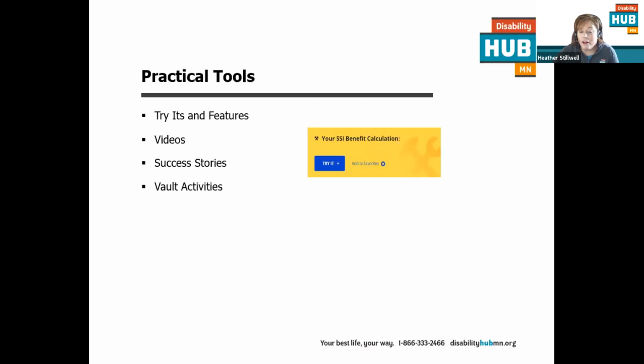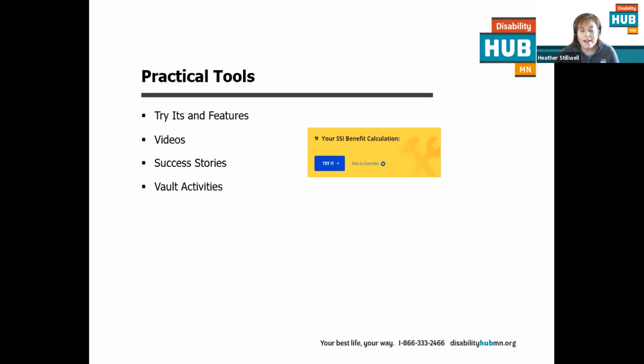Along with the informational articles on DB 101, there are several practical tools to engage learning in other ways. Many of the articles have try it tools or features embedded within them that allow you to put in your own personal information and get a snapshot of eligibility for a particular benefit, as well as how work will impact it. There are informational videos sprinkled throughout the various articles on DB 101 that provide visual representation of these benefits and how income impacts the benefits.